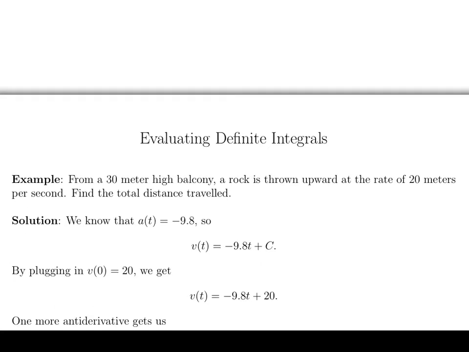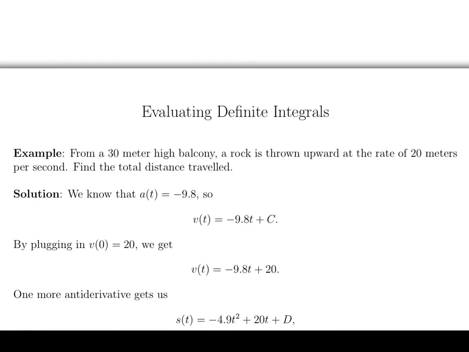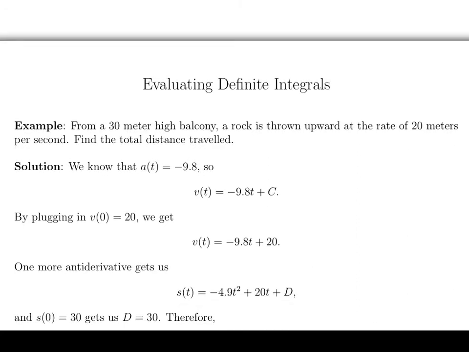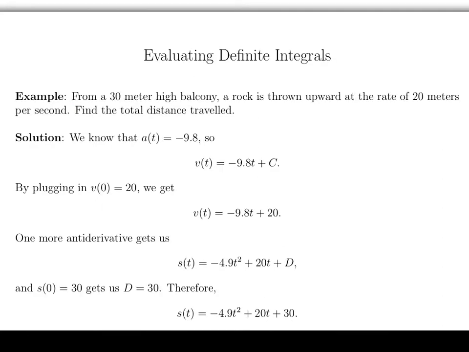We're going to do one more antiderivative to get us a position function. Same way that we've done this before, we have a position function which is negative 4.9t squared plus 20t plus d. We have our initial position. That's the 30-meter high balcony. So at t equals 0, our position is 30. All right, so we've got our general position function. Now we could answer the question as it's given using just this position function. But what I want to do is show what the net change theorem can tell us.